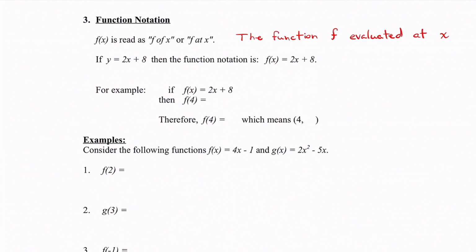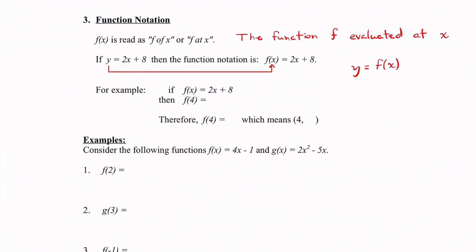Okay, so looking at this next thing here, it says if y was equal to 2x plus 8, so here is a function. It's just written a little bit differently. The function notation for this is f of x equals 2x plus 8. So the only thing that was changed there was y changed into f of x. So y is equal to f of x. They essentially mean the same kind of thing.